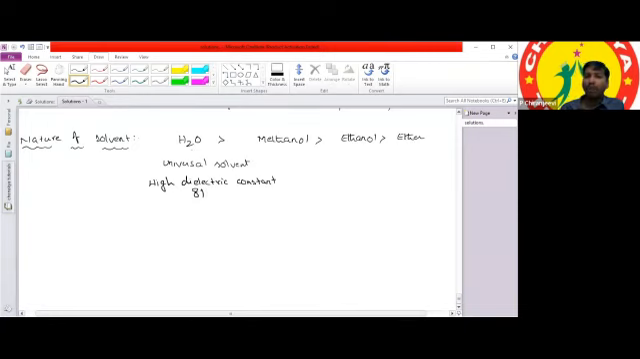Most compounds dissolve in water. If you compare water, methanol, ethanol, and ether, from water to ether the dielectric constant value decreases. So, did all of you get it?